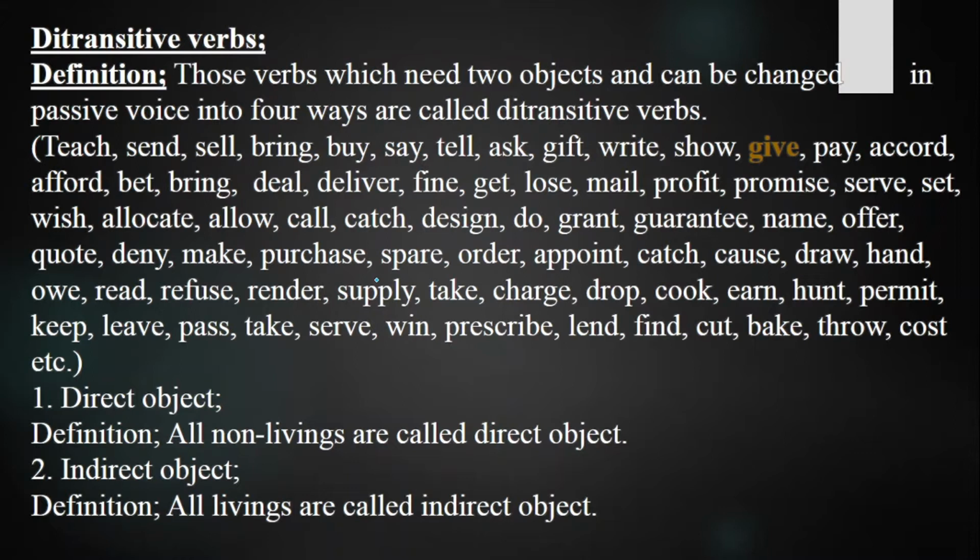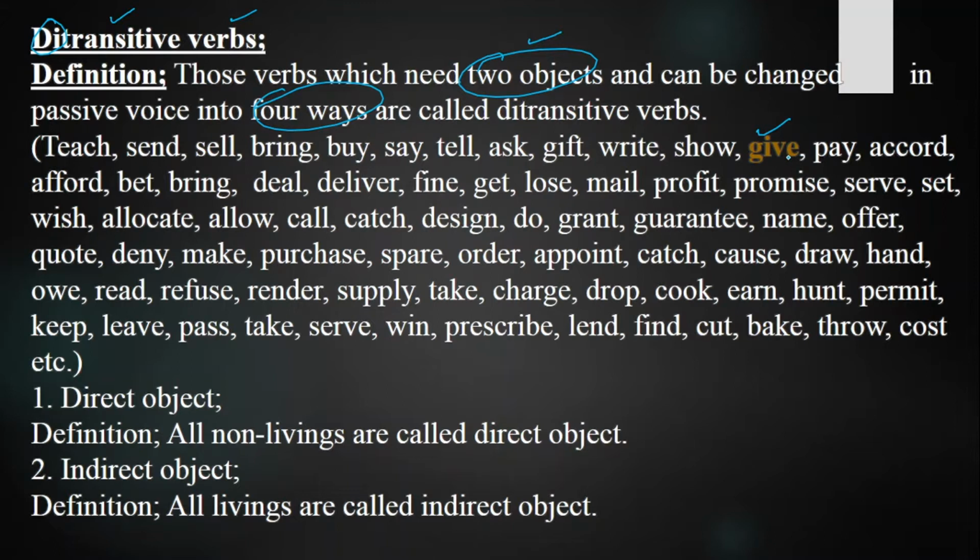Today we are going to discuss how to change the ditransitive verb give from active voice into passive voice. Before starting the lecture, we will first discuss the definition of a ditransitive verb, then we will move towards the ditransitive verb give. Di means two, transitive means which can be changed into passive voice, and verb shows an action. So those verbs which need two objects and can be changed into passive voice in four ways are called ditransitive verbs. And today we will discuss the ditransitive verb give.